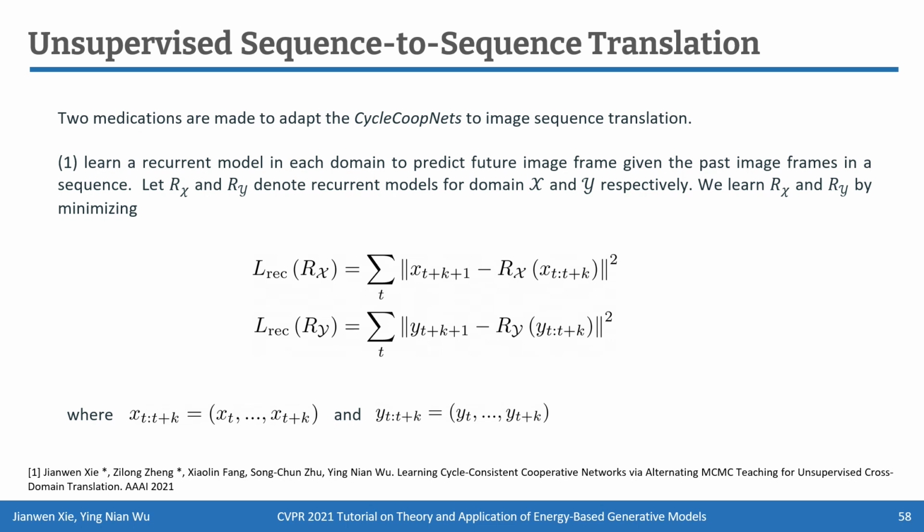In order to adapt the original cycle-consistent cooperative network to image sequence translation, we learn an actual recurrent model in each domain to predict future image frame given the past image frames in a sequence. We use Rx and Ry to denote recurrent models for domain X and Y, respectively. Each recurrent model is trained to minimize the output reconstruction error.